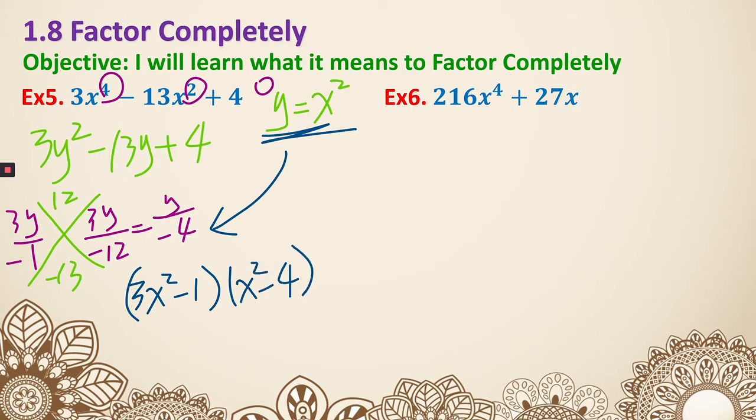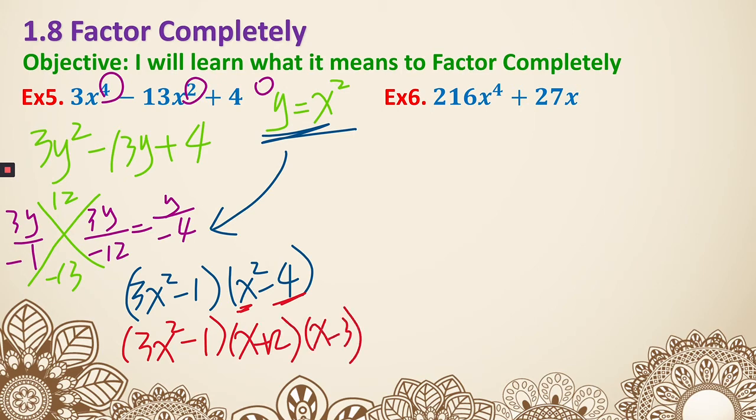First parentheses, no perfect squares, I cannot do anything, but second parenthesis, I do see perfect squares. That's a perfect square, and that is a perfect square. So I can use difference of squares to deal with that part. The first parenthesis stays the same. The second one becomes x plus 2 times x minus 2. And nothing else I can factor, so I'm done with example 5.